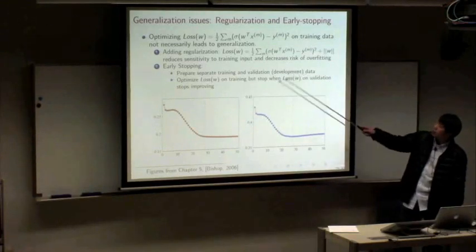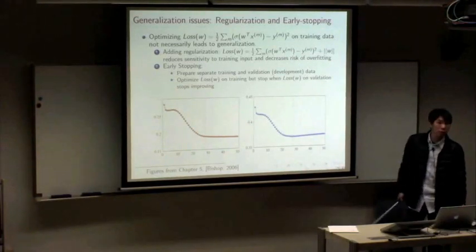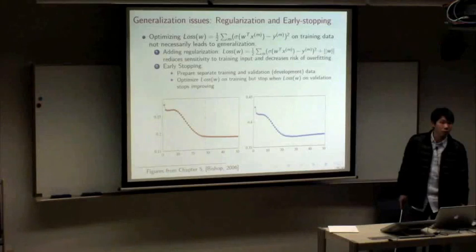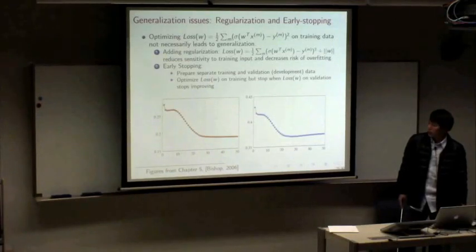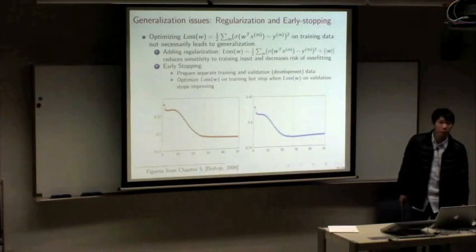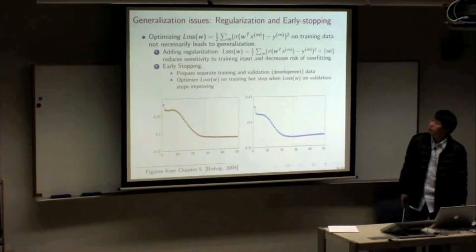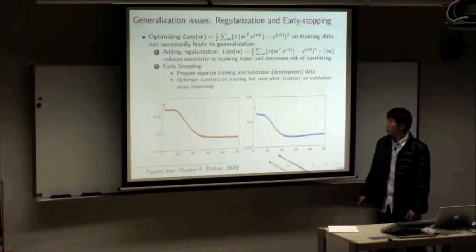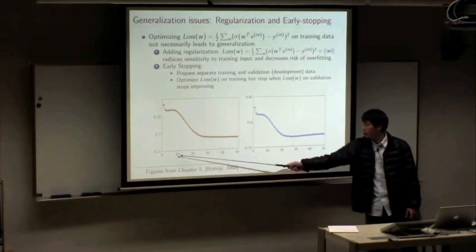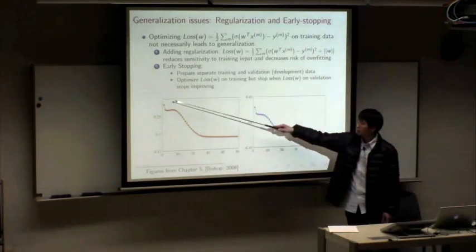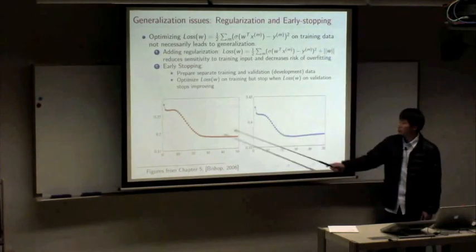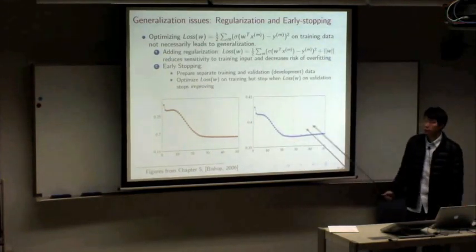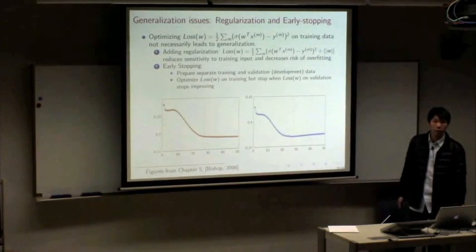In practice, in neural networks, both of these are used together to make sure you generalize well. Oh, yeah. So this is the iteration, and this is the loss. This is the training data loss, and this is the validation data loss.